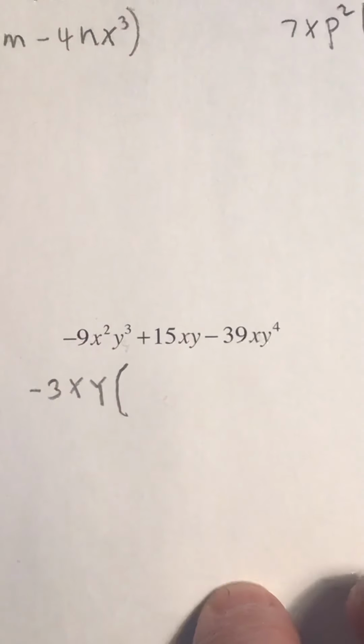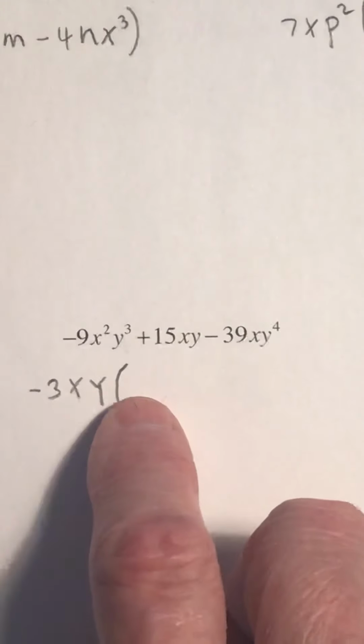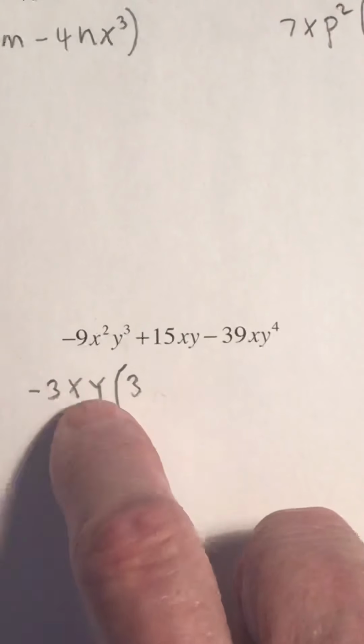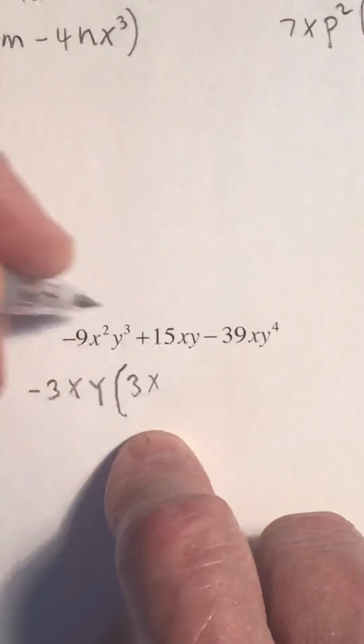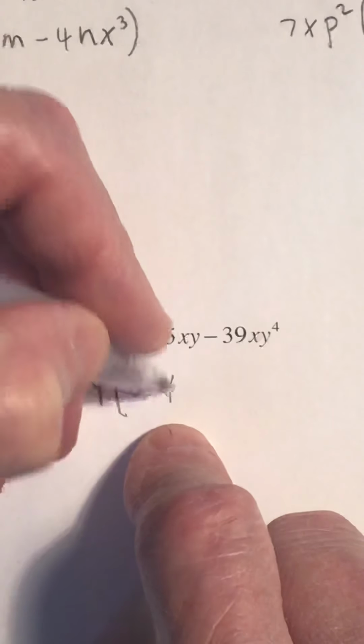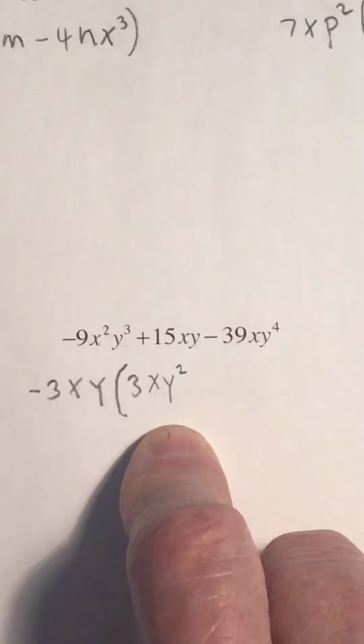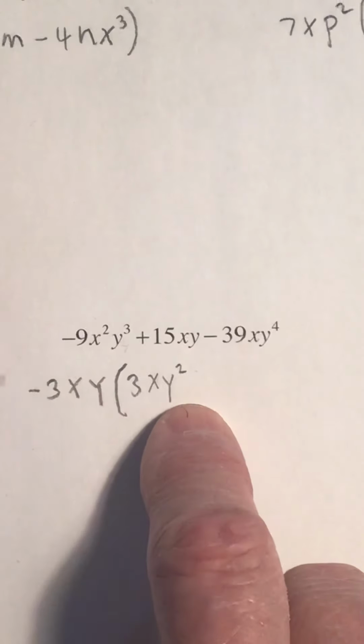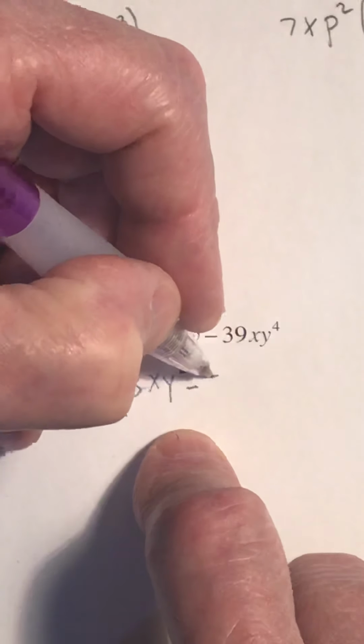Now be careful with the signs here. We want a negative 9, so we use a positive 3 in here. See, that'll make negative 9. And we want an x to make the x squared, and we want a y squared to make a y to the 3rd. Next term is supposed to come out plus 15, so we need a minus 5.